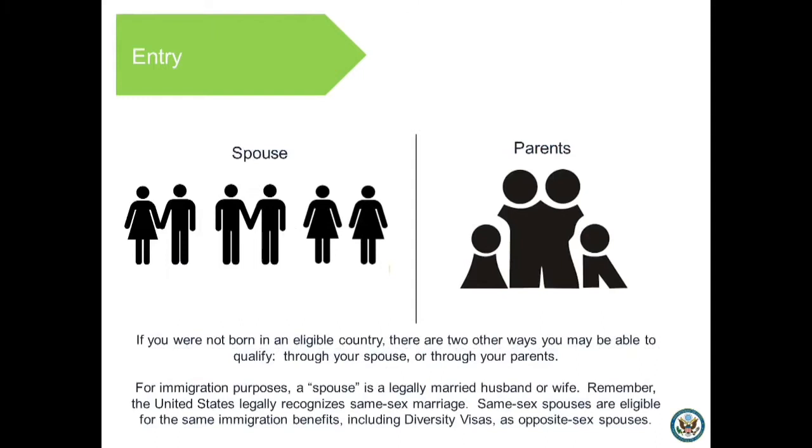If you were not born in an eligible country, there are 2 other ways you may be able to qualify: through your spouse or through your parents. For immigration purposes, a spouse is a legally married husband or wife. Remember, the United States legally recognizes same-sex marriage. Same-sex spouses are eligible for the same immigration benefits, including diversity visas, as opposite-sex spouses.